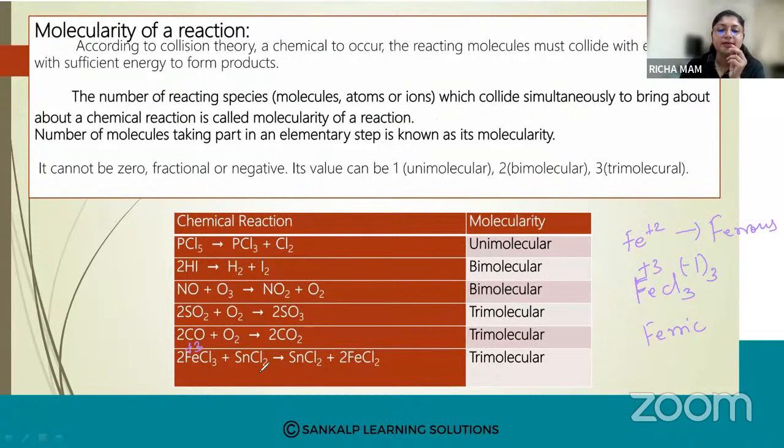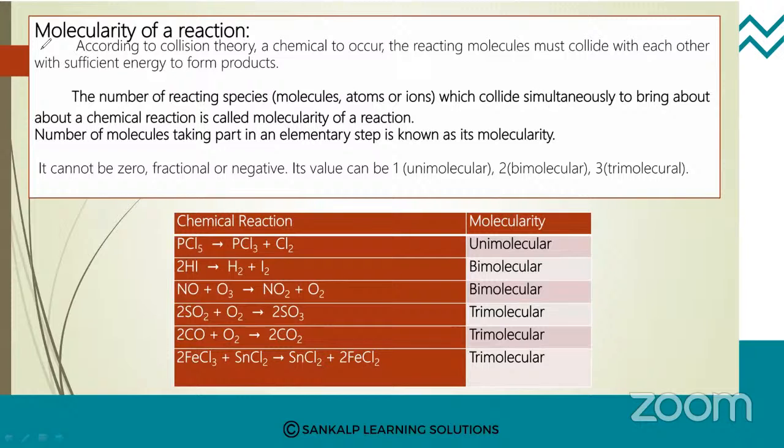So ferric chloride in the presence of tin chloride gives you tin chloride plus FeCl2. Let us calculate the number of molecules involved. 2 moles of FeCl3, and no number means it is considered as 1. So 2 plus 1 is 3. So 3 reacting species are involved. So it is a trimolecular system. So this is about molecularity.